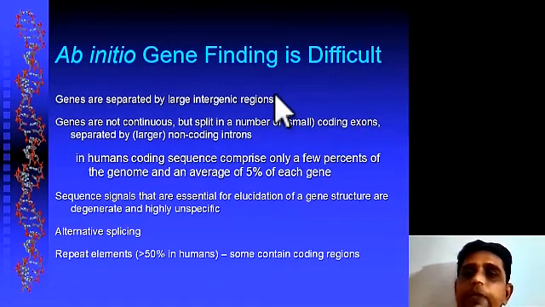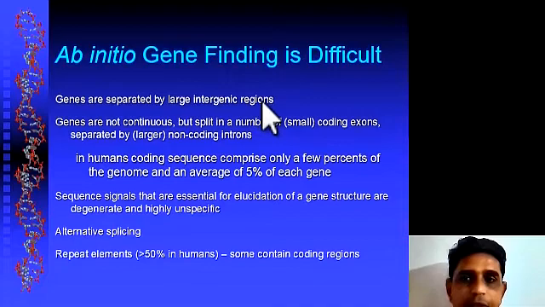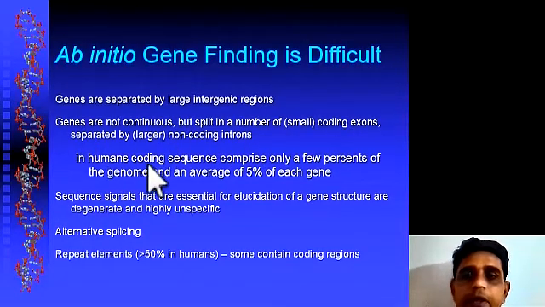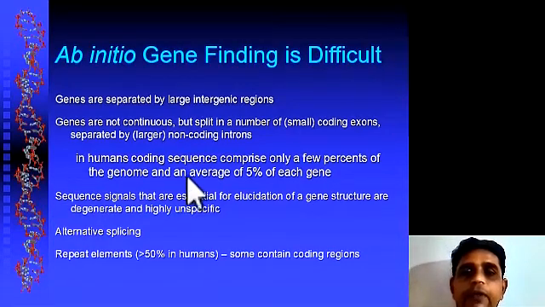These are the basic problems of ab initio gene finding. It is quite difficult because genes are separated by large intragenic regions. Genes are not continuous but split into a number of small coding exons separated by non-coding introns. In humans, coding sequence comprises only a few percent of the genome, an average of 5% of the gene. So we have a lot of non-coding region also. Then the sequence signals that are essential for elucidation of the gene structures are degenerate and highly unspecific.